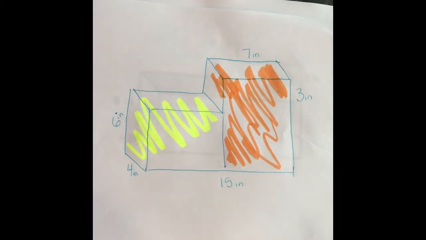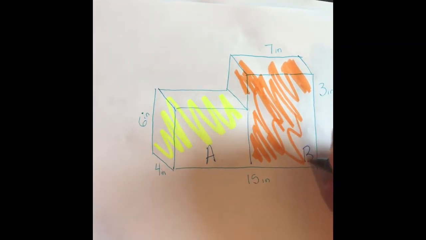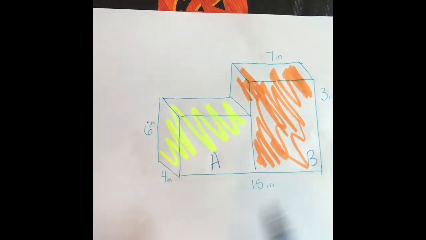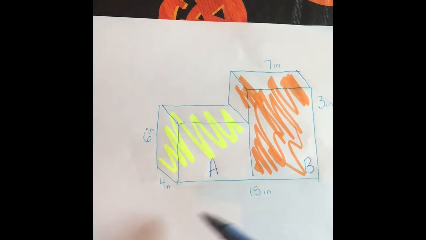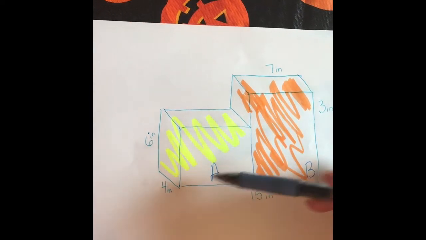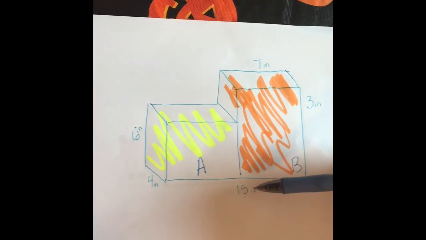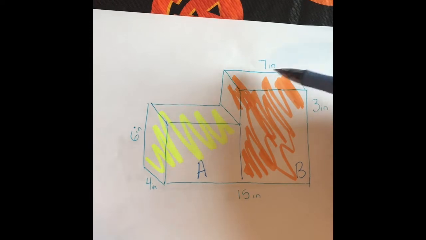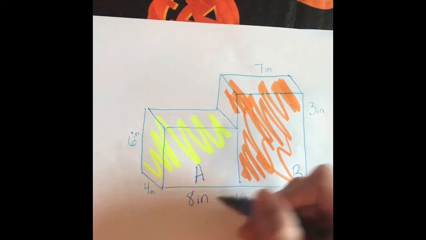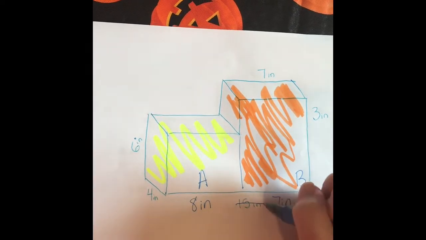So I'm going to call the yellow prism Prism A, and then the orange prism Prism B. So I can see with Prism A that I've got to find the length, because this length that's given is 15 inches. It's all the way across. But I just want this portion right here. And I can get that by subtracting. So I've got 15 minus 7, so that gives me 8 inches here. And then this part would be 7, so the total would be 15.